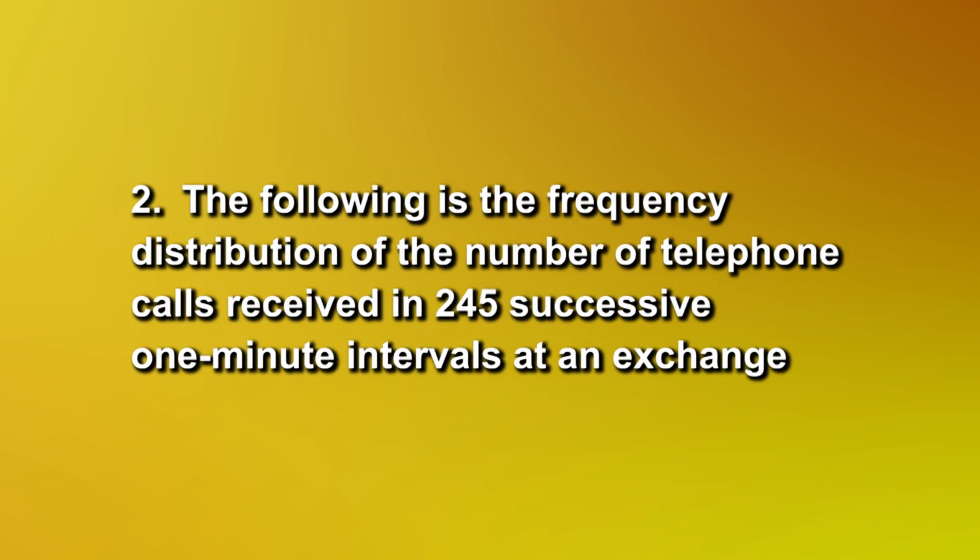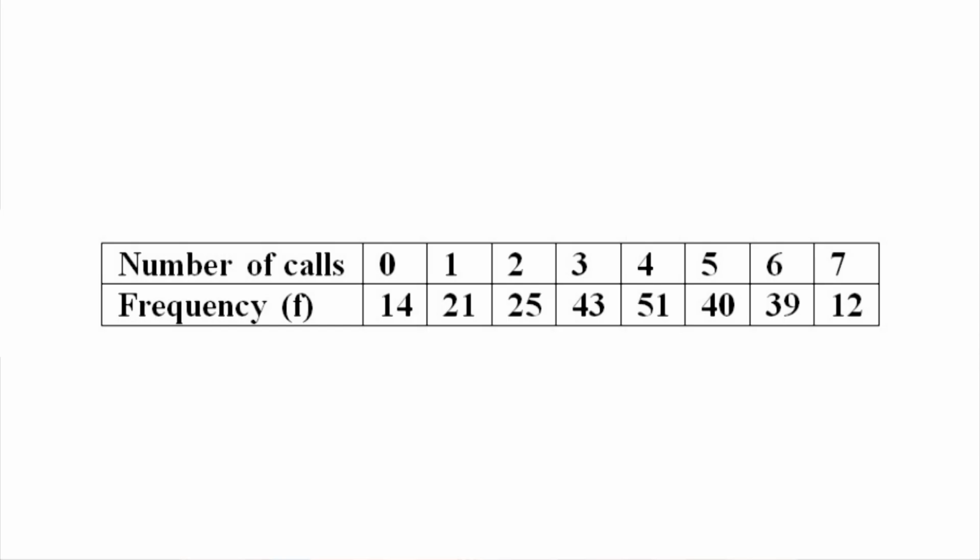The following is the frequency distribution of the number of telephone calls received in 245 successive 1-minute intervals at an exchange. The number of calls are 0, 1, 2, 3, 4, 5, 6, 7 and their corresponding frequencies are 14, 21, 25, 43, 51, 40, 39, 12.